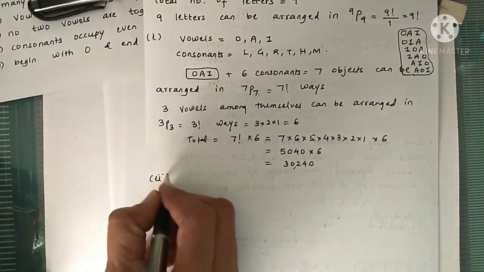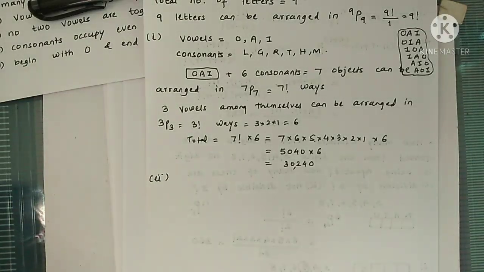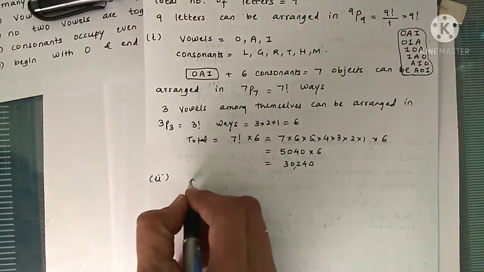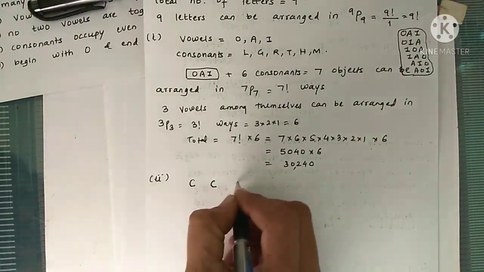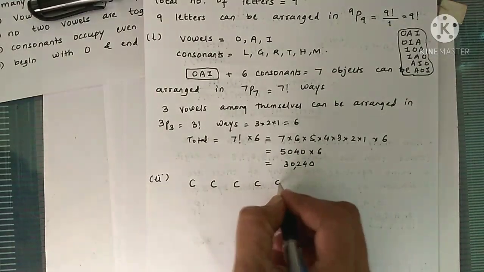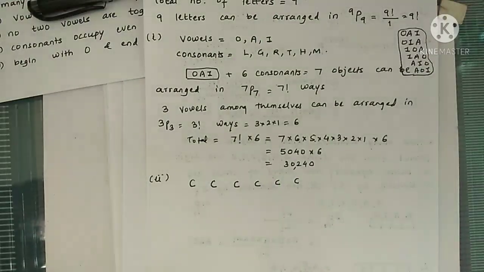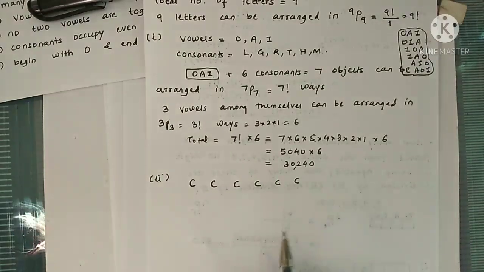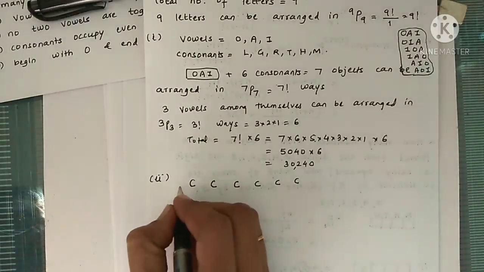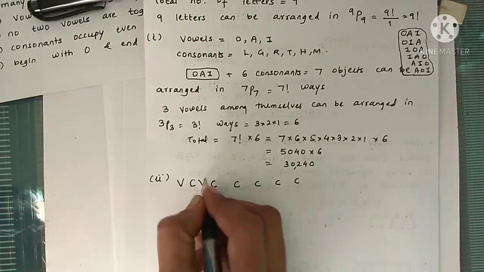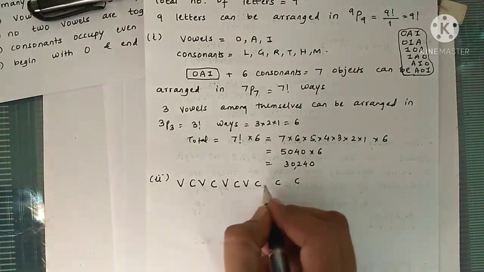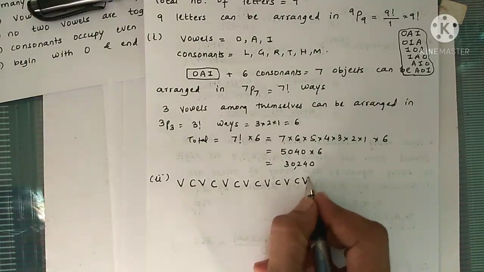In the second question, no two vowels are together. Now we don't want any two vowels to be together. That means O, A and I are separated by at least one consonant. So we have 6 consonants here, 1, 2, 3, 4, 5 and 6, that is L, G, R, T, H, M. We want the vowels to be arranged in places so that no two of them will be together.